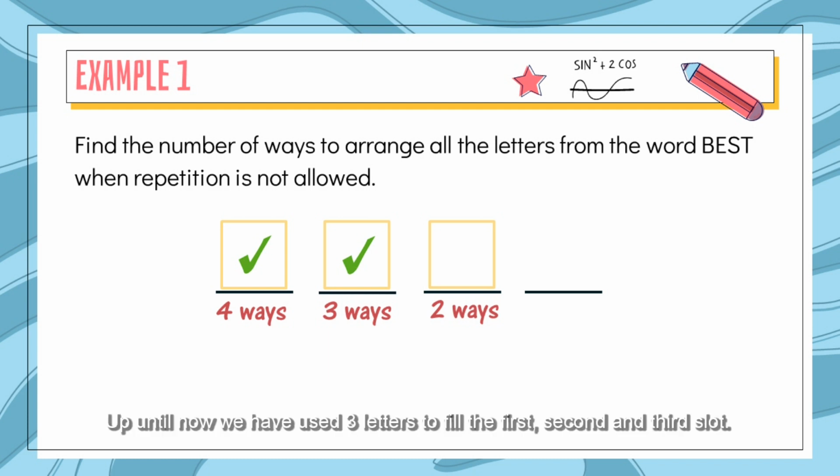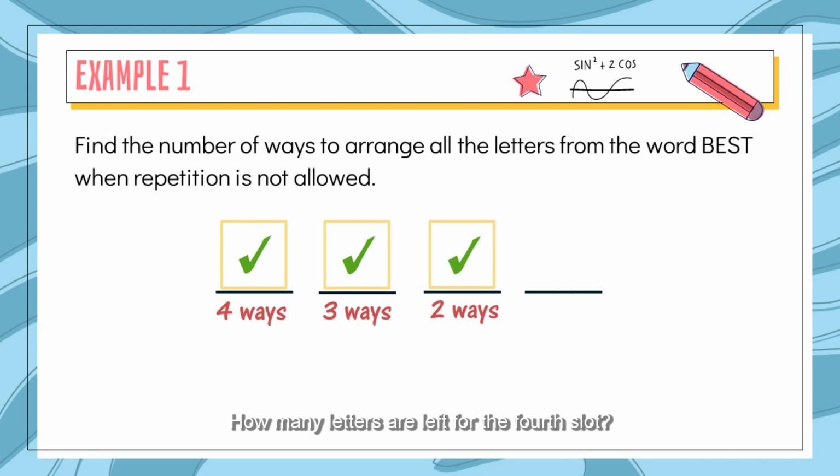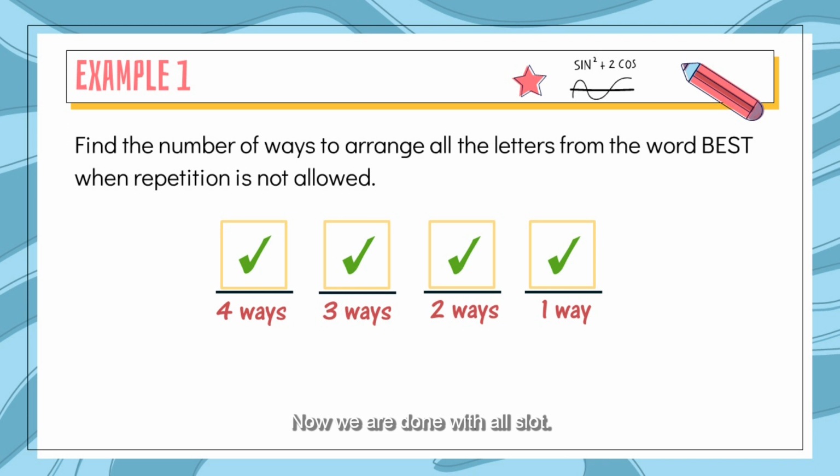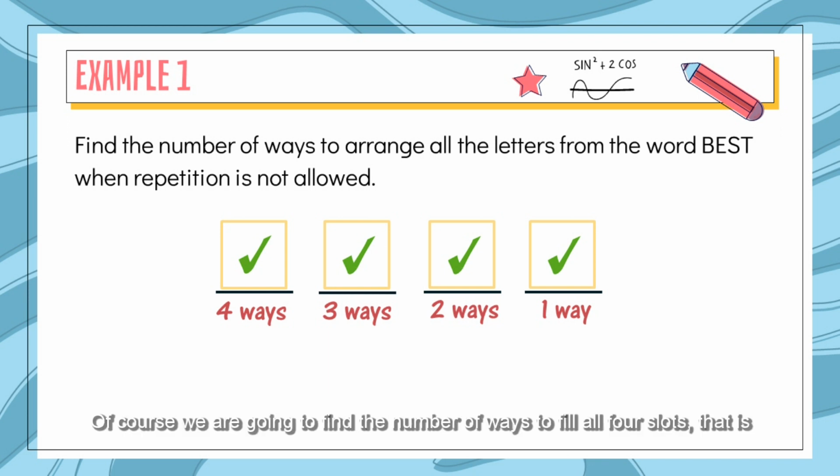Up until now, we have used 3 letters to fill the first, second, and third slot. How many letters are left for the fourth slot? Yes, 1 letter. Hence, there is only 1 way to fill the fourth slot. Now we are done with all slots. What should we do next? Of course, we are going to find the number of ways to fill all 4 slots.